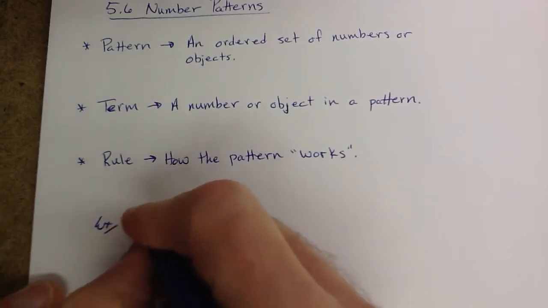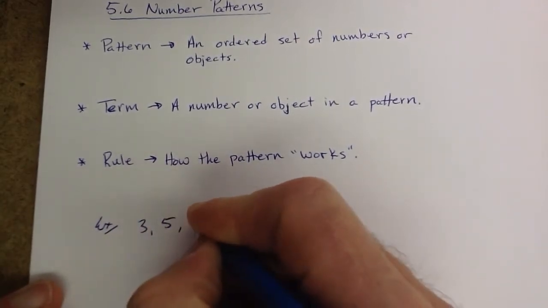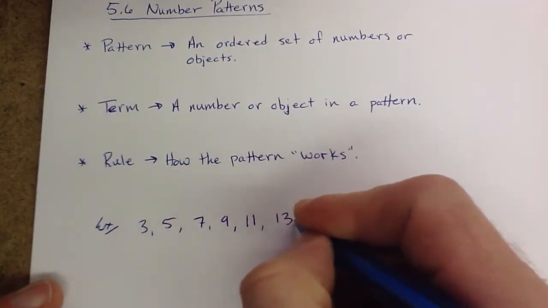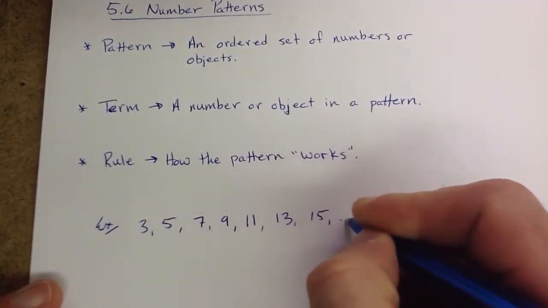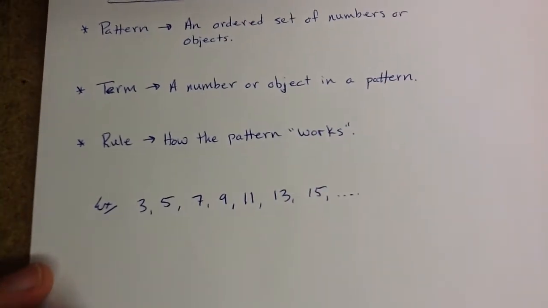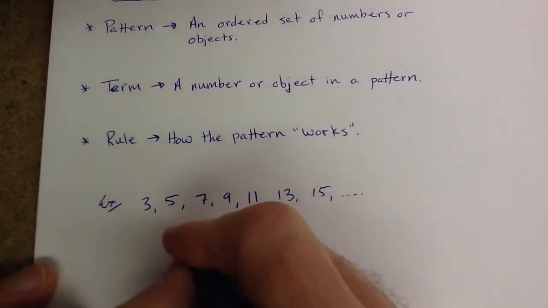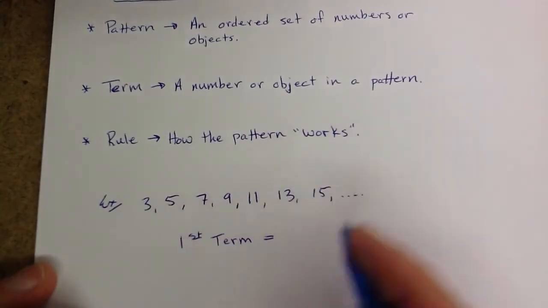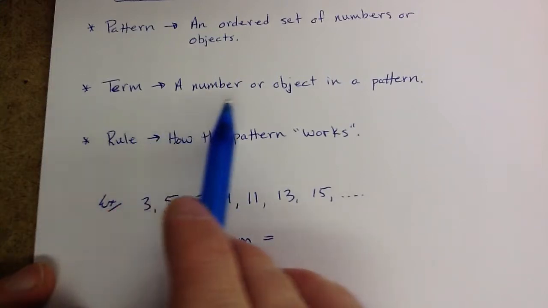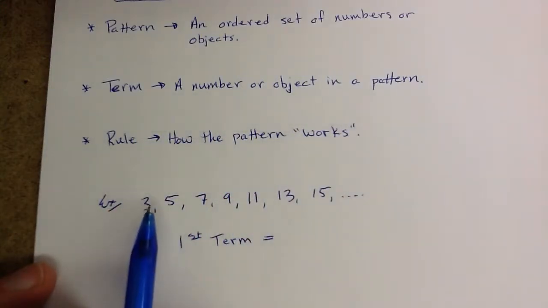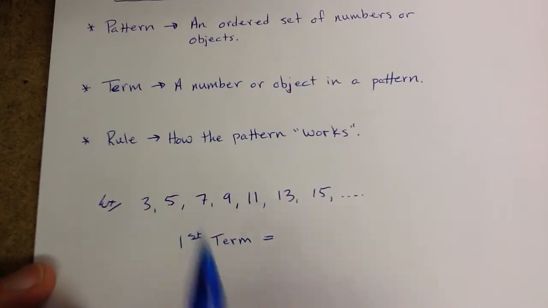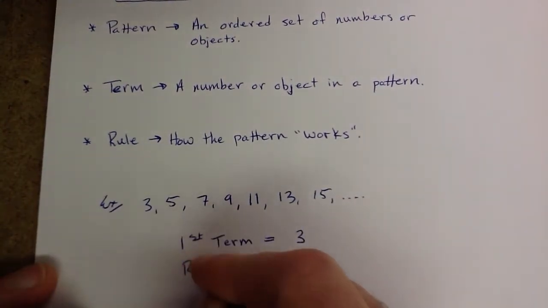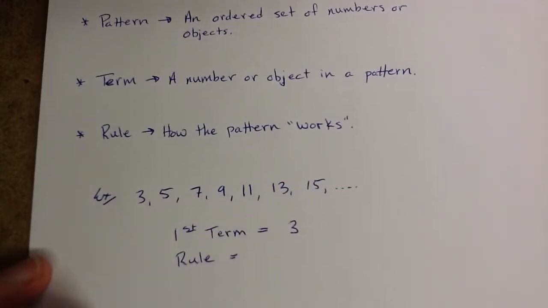If we have the pattern 3, 5, 7, 9, 11, 13, 15, and say it just continues, a couple things we want to look for. We want to know what is the first term. Well, a term is a number or object in a pattern. So the numbers are right here. The first one is a 3. So our first term is 3. And now what is the rule? How does this pattern work?